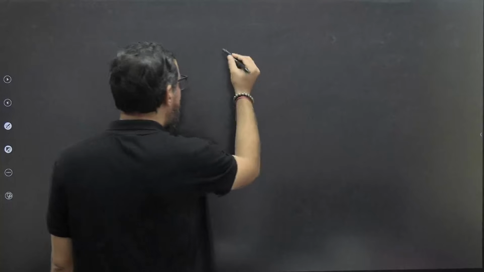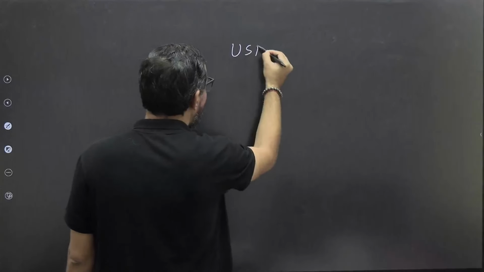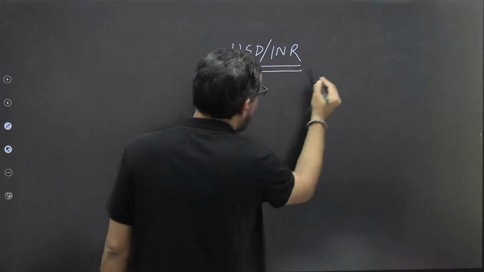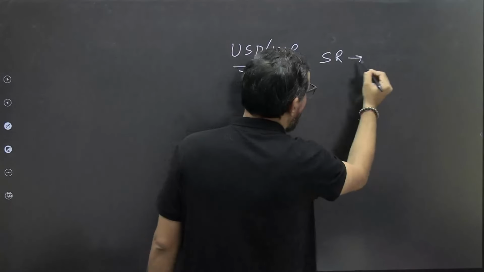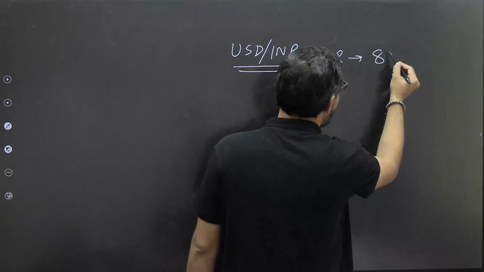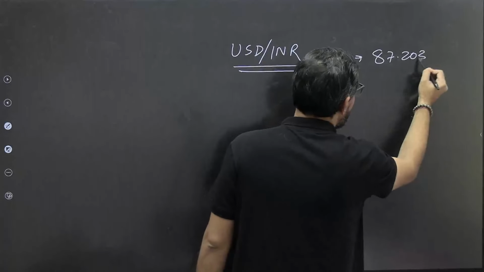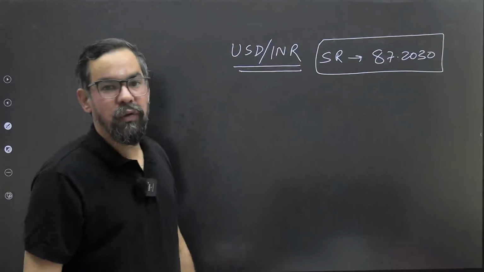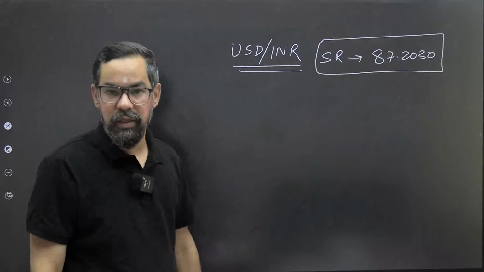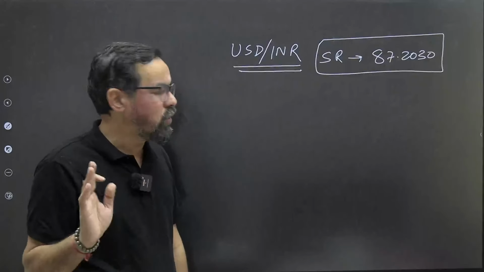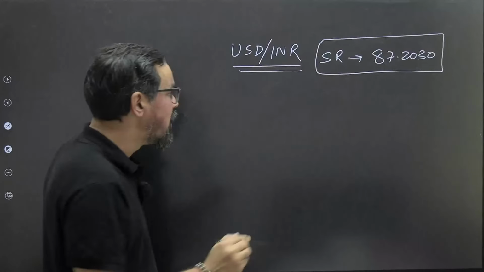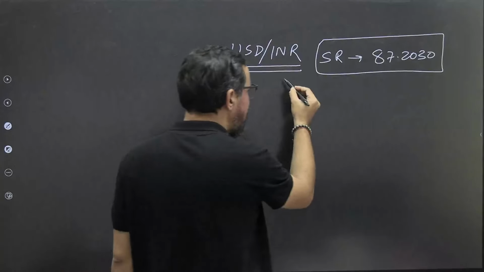Okay. So let's say there is a currency pair. Suppose that USD INR. So let's say in USD INR, the spot rate, the current market price, is equal to, suppose, 87.20/30. Suppose that this is the current market price for USD INR. So that means for $1 you need to pay 87 rupees. Buyer wants to buy at 87.20 and seller wants to sell at 87.30. I hope you remember that buy and sell rate.